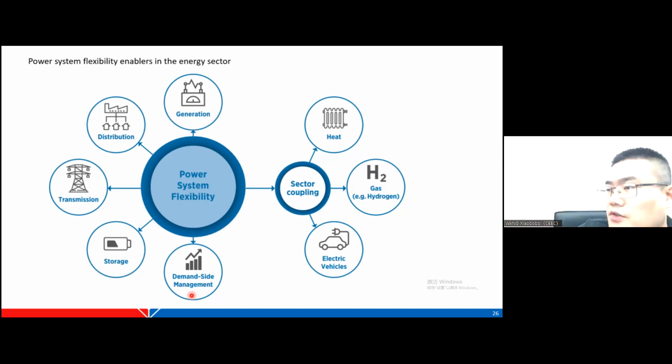In this case, the grid gives you an indication: reduce the air conditioner power usage. You need to have the capacity to follow the indication of the grid. You can reduce the air conditioner very quickly. And sector coupling is also a very important measure: the heat, the gas, and the electric vehicle. So sometimes the electric vehicle can also provide electricity back to the grid.